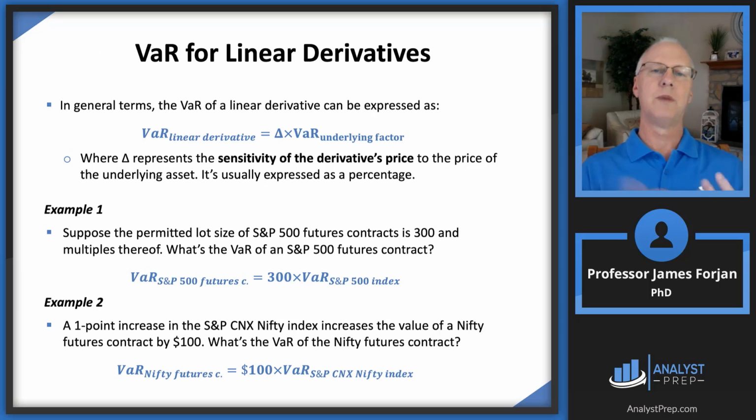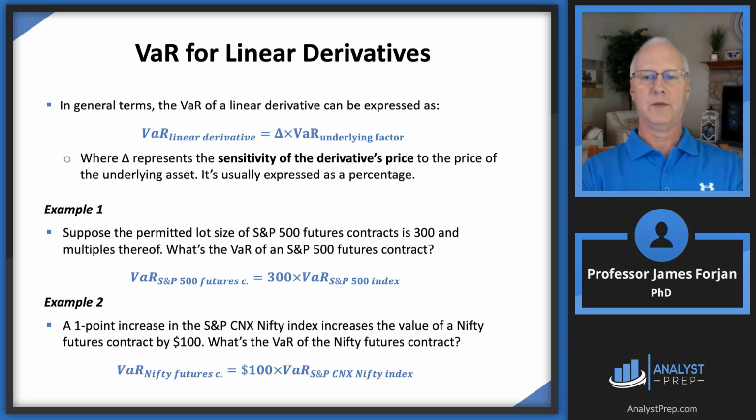All right, so let's switch back over to this theme that we've been talking about in the last chapter and this chapter, and we'll extend this as we go forward: the concept of value at risk for linear derivatives. And this is relatively straightforward. So look at that top equation up there. The value at risk for a linear derivative is just going to be the delta times the value at risk of that underlying factor. And I have two examples there.